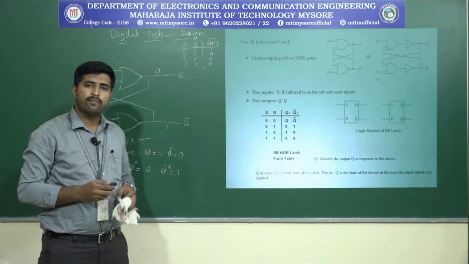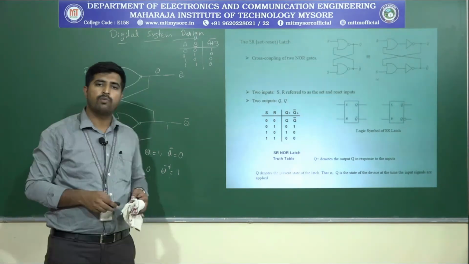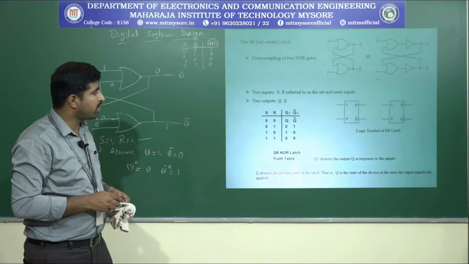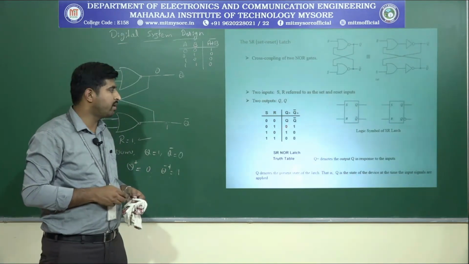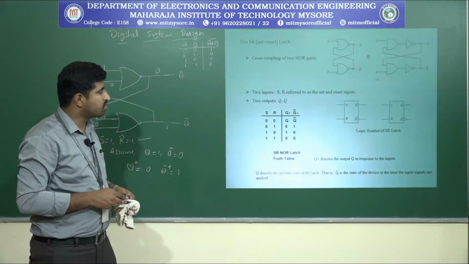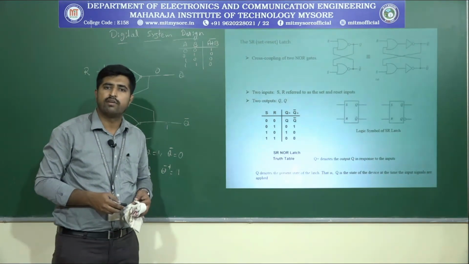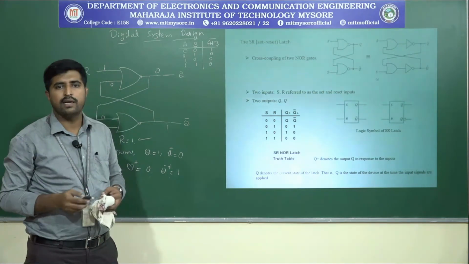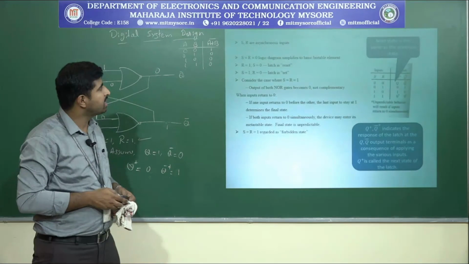When S equals 0 and R equals 0, the output follows the previous state. When S equals 0 and R equals 1, the output will be reset, that means logic 0. When S equals 1 and R equals 0, the output will be set, that is Q will be 1. And when S equals 1 and R equals 1, both outputs will be 0, which is the forbidden state, and we need to avoid that state when operating the SR latch. So this is with respect to the SR latch.